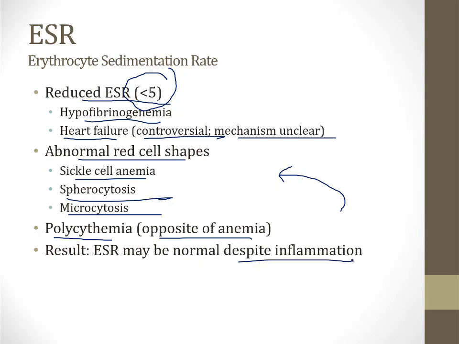So a person who has an inflammatory process but has sickle cell anemia may not have the normally increased ESR that you would see, and that's because there is something going on to raise the ESR, that's inflammation, but something going on to lower the ESR, that's an abnormal red cell shape.